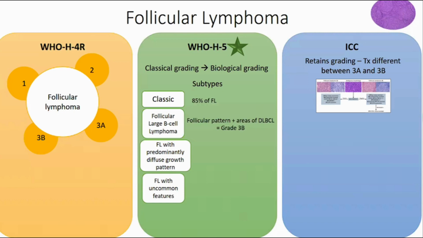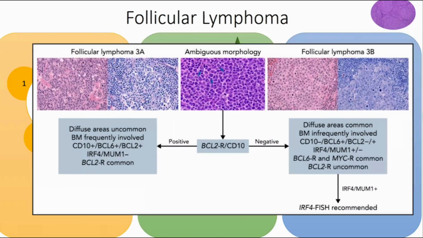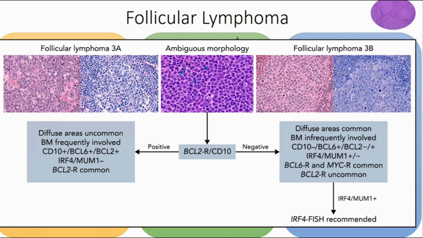The classic type of follicular lymphoma is about 85% of all cases, but the WHO now calls a follicular large B-cell lymphoma those with areas of DLBCL. It's kind of equivalent to grade 3B. And you'll see here in terms of the ICC, the grading is the same, but they do give additional guidance in making that call for 3B versus 3A because, you know, sometimes cases have really challenging morphology.